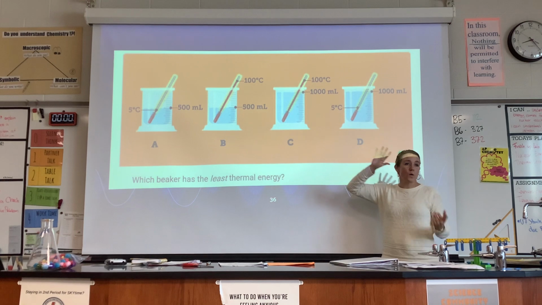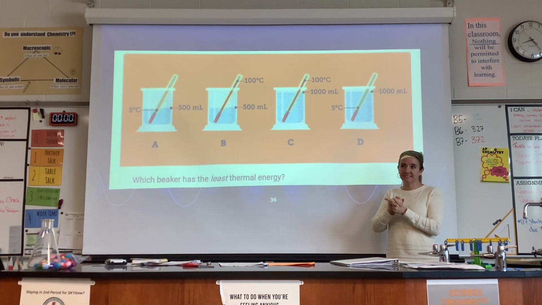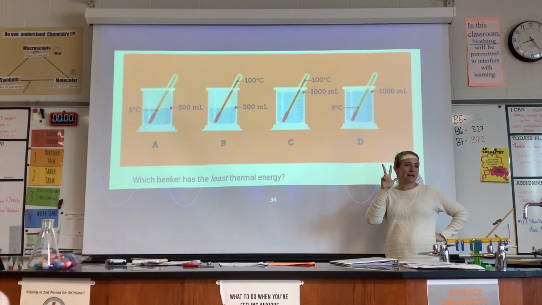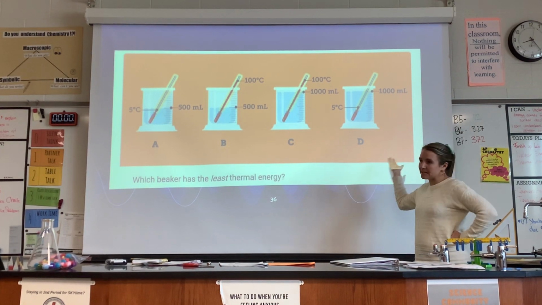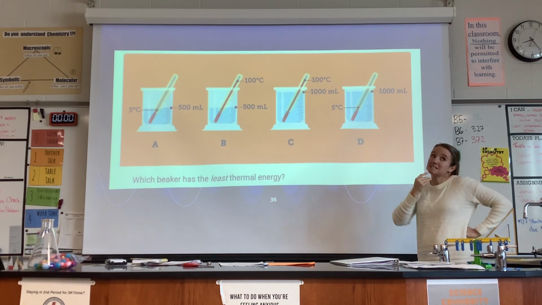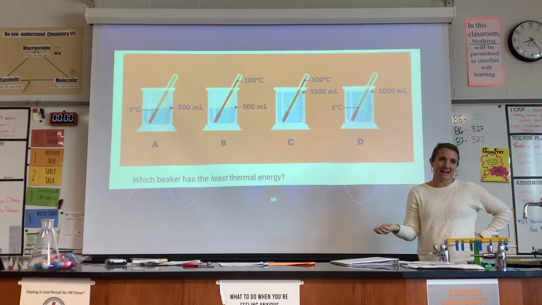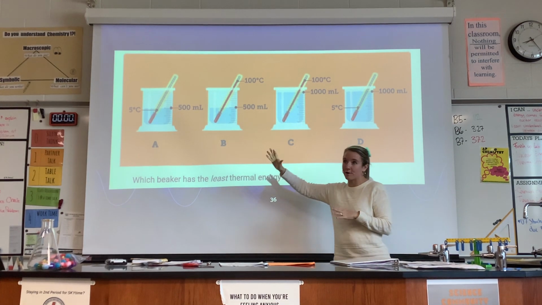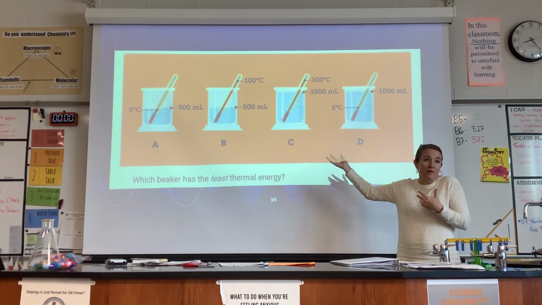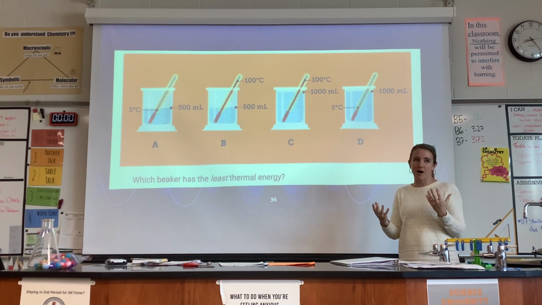So, when we're looking at thermal energy, the three things we said were temperature, mass, and the types of atoms. Now, in this case, it's all the same substance, because a much harder question is one I'm not going to ask you. If you start varying the type of substances you're looking at, like if one beaker's water, but one beaker's oil, it gets much more complicated to figure out the difference.